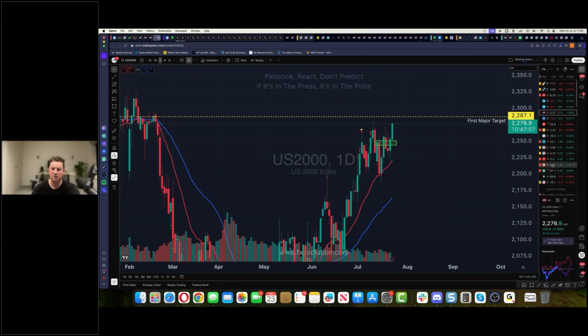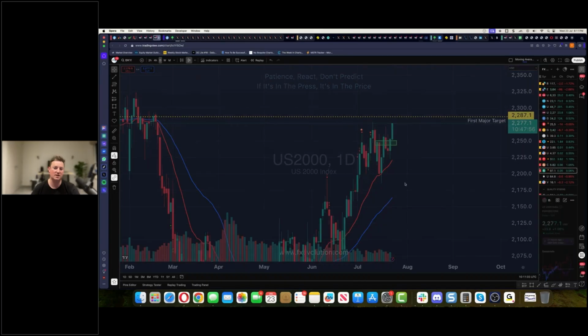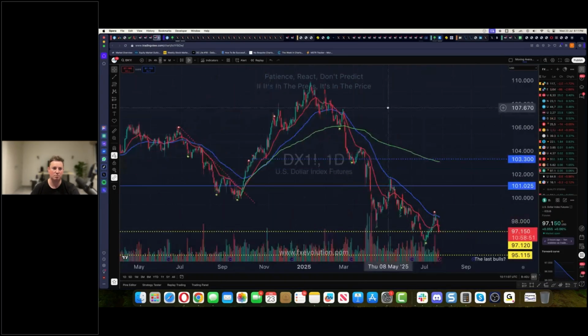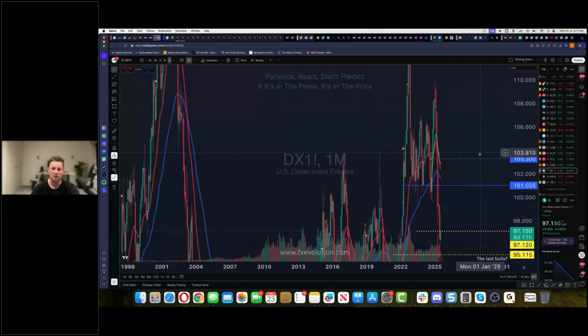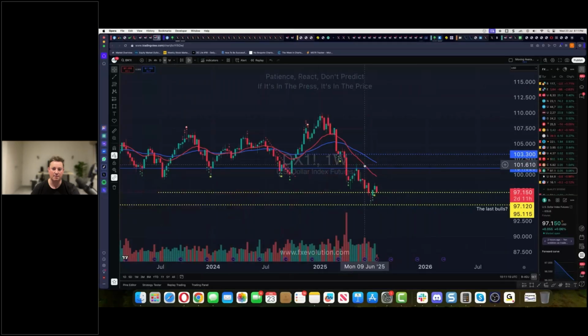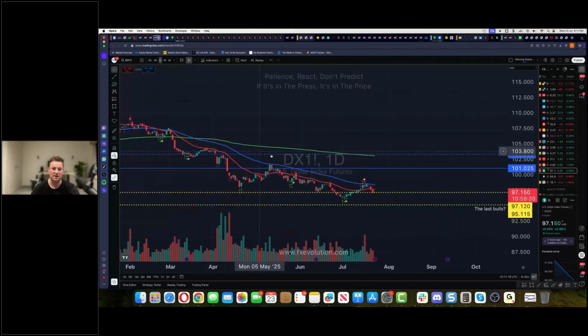Let's have a look at the dollar, but you've got to be more nimble. The dollar index might be a good example of this as well. So here is the dollar index. I'm pretty sure if we went to the monthly, you'd be able to recognize it was in a downward trend. Okay, everyone can say that. You go to the weekly, it was in a downward trend. You go to the daily, it's in a downward trend.